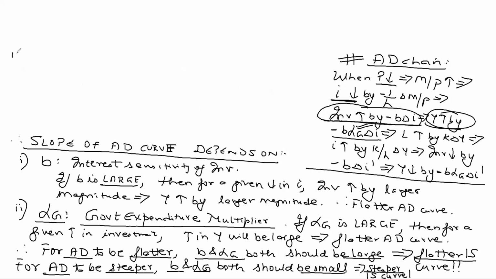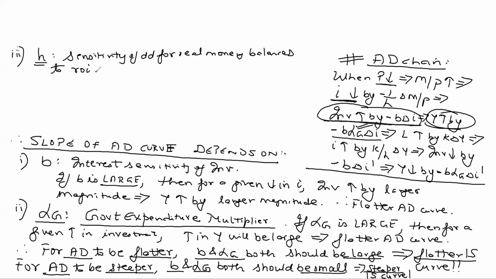So point 3, H. What does H capture? H captures the sensitivity of demand for real money balances to the rate of interest. Now I ask you, what should H be? Small. Very good. H should be small.